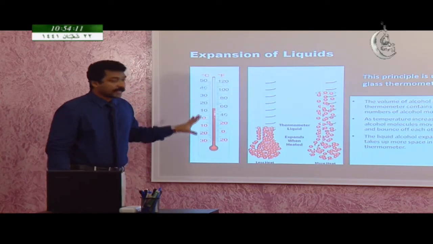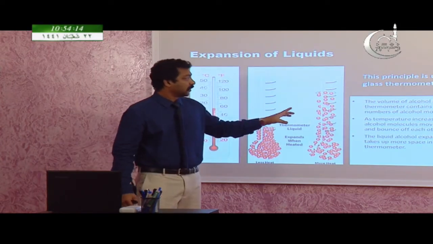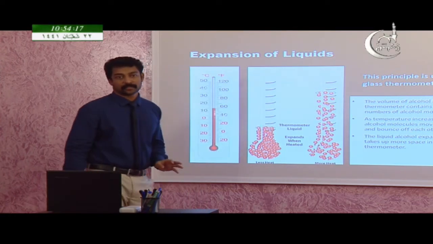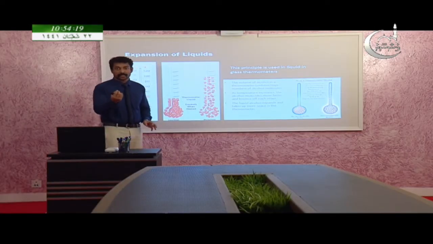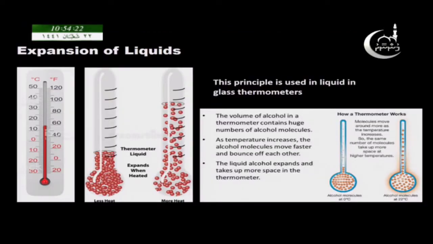Simple concept. This expansion of liquid is actually used in liquid-in-glass thermometers. Thermometers, as we know, use liquids. We know the mercury thermometer and the alcohol thermometer. There are different types of liquid thermometers. Here, this is the situation with less heat, and the second one is with more heat. Here, the particles are not very close. In liquids, particles are not very close, but when you supply heat, the intermolecular space increases and they expand most. This is about a mercury thermometer. The same thing occurs in an alcohol thermometer.